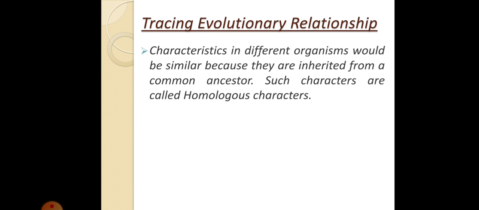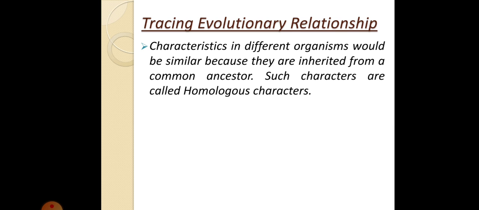Now, characteristics in different organisms would be similar because they are inherited from a common ancestor. We have studied that if the characteristics present in different organisms are similar, that means they must be inherited from a common ancestor. Such characters are called homologous characters.